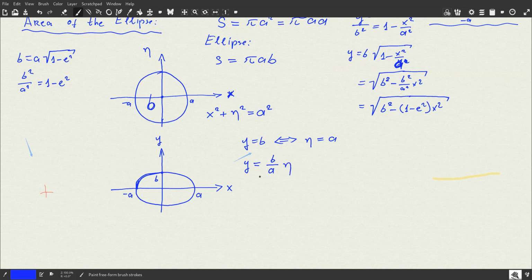So when eta equals a, then y is only b. So this is b over a, or we can say b over a is obviously square root of 1 minus c squared, times eta. This type of transform.